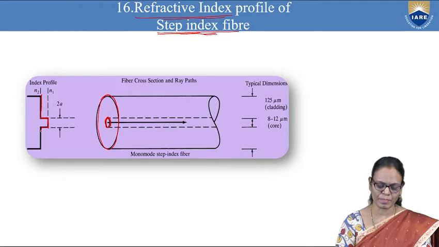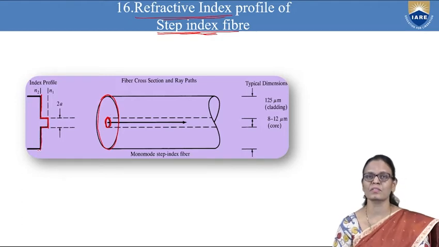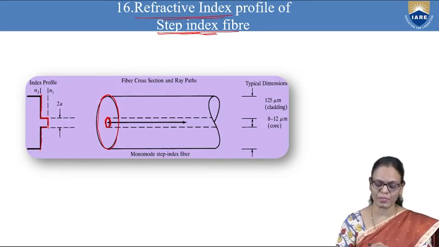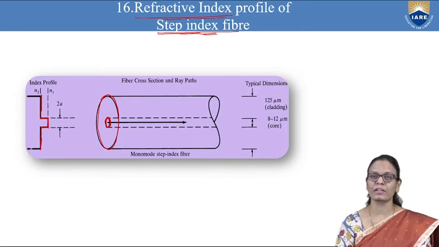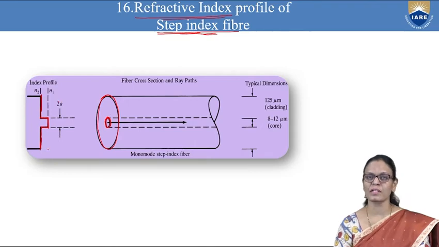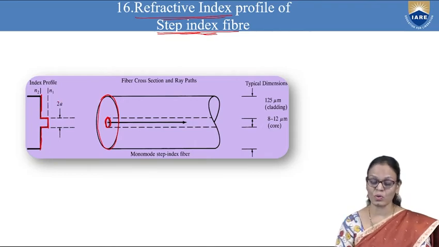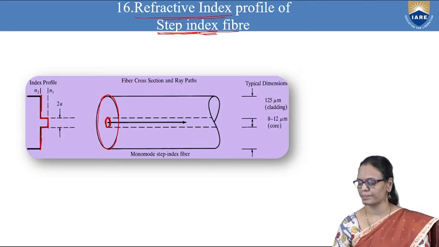We have kept it symmetrical. So this is the refractive index of the cladding, and this represents the refractive index of the core. There is a sudden change at the interface between the core and the cladding. This is how the refractive index varies. What we try to understand here is that the refractive index of the core is uniform, the cladding is also uniform, and there will be a step change in the refractive index at the interface between core and cladding. That is why we are calling it step index fiber.